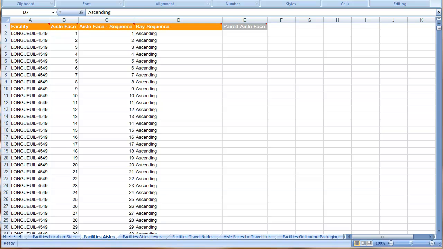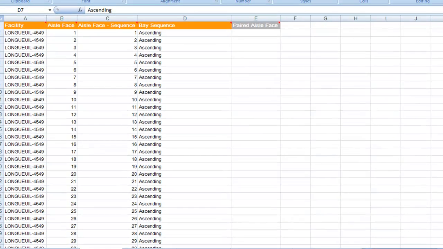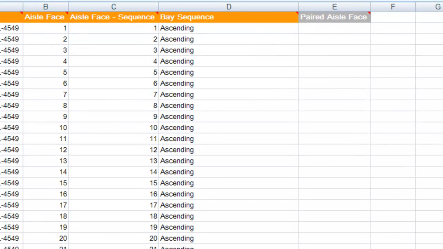Bay sequence and paired aisle face refines the definition of logical proximity of locations in an aisle face or two aisle faces on either side of an aisle. OC uses the bay sequence in conjunction with the aisle face sequence to determine the location sequence for individual locations. The absolute difference between the location sequences of two locations determine their logical proximity.